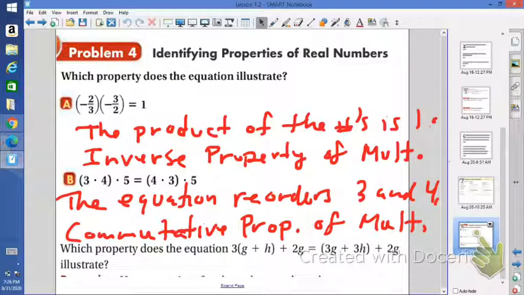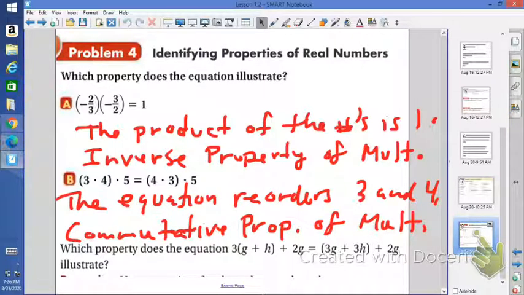And then for part B, notice the difference between the left-hand side of the equal sign and the right-hand side. The equation reorders 3 and 4. So the order is changing in which we're multiplying the numbers. And that shows the commutative property. And it's the commutative property of multiplication because that's the operation that's going on in that particular problem.